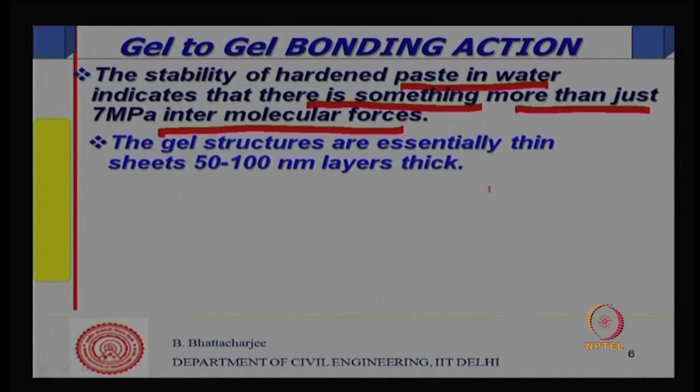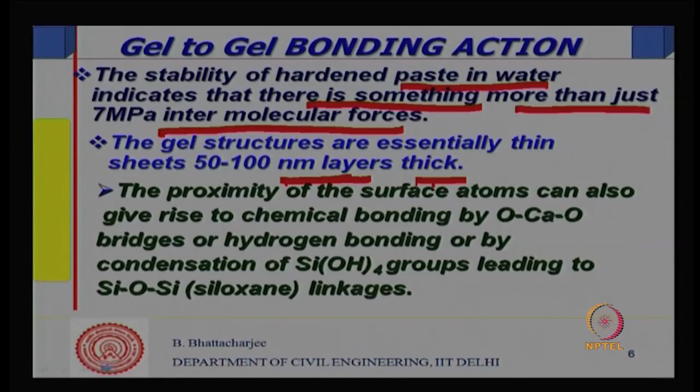Structure of gel is essentially thin sheets 15 to 100 nanometer layers thick. That is what it is. We will have a diagram. People have actually determined by some tests their structure. These are thin sheet-like structures 15 to 100 nanometer layers thick. So, this has been determined by various indirect tests.